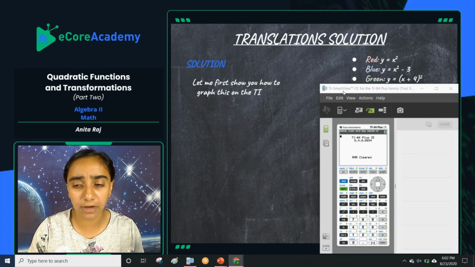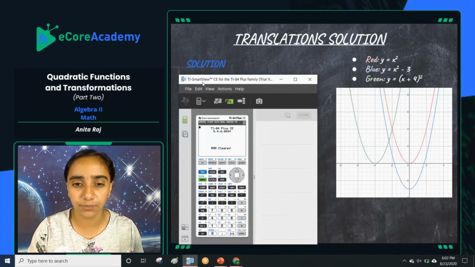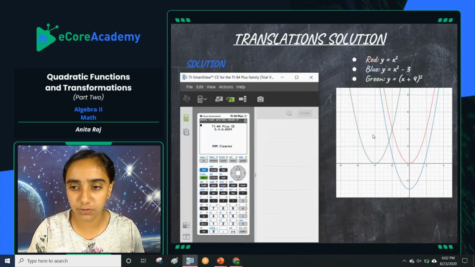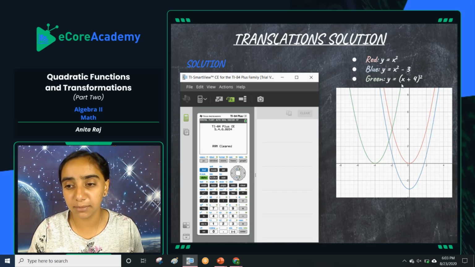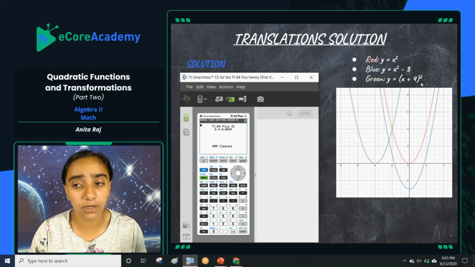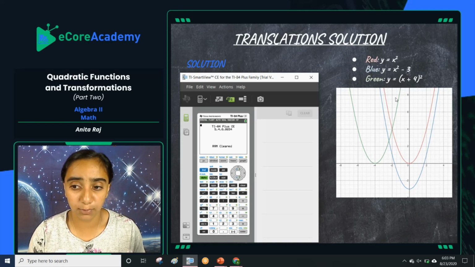So let me show you how to graph this on the TI. I'm going to move this over. And first, let's look at this graph to the right over here. This red parabola is your parent function, y equals x squared. The blue parabola that overlaps it somewhat and comes a little bit lower is your y equals x squared minus 3, the second equation I showed you. And this green parabola to the left over here is your y equals the quantity of x plus 4 whole squared.